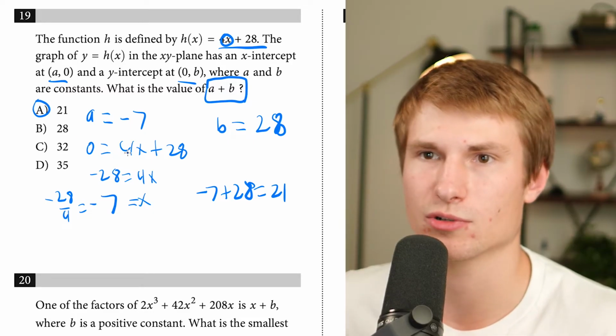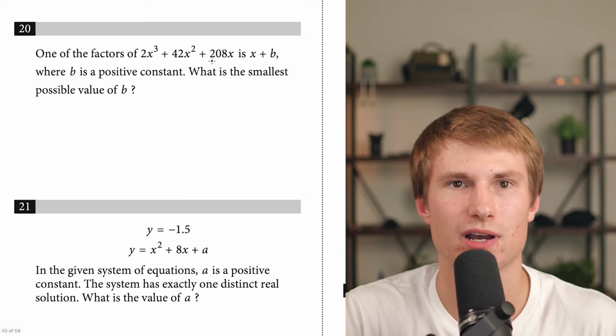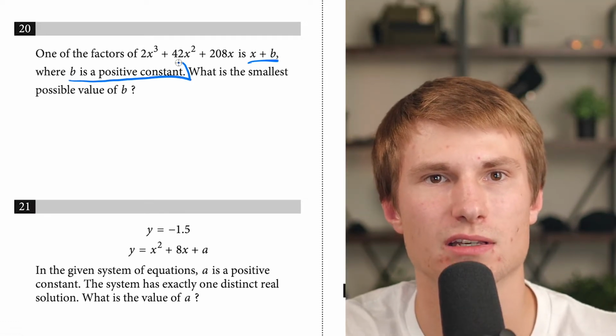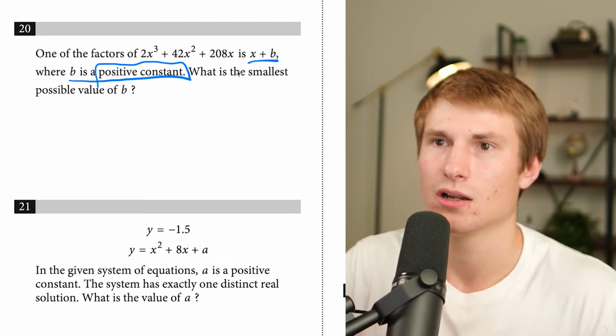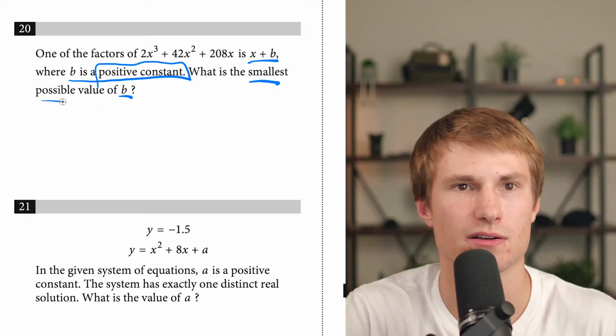Moving on to question number 20 now. We've got one of the factors of 2x cubed plus 42x squared plus 208x is x plus b, where b is a positive constant. Okay, so positive, pay attention to that. What is the smallest possible value of b? Okay, smallest possible value, that's a key there as well.